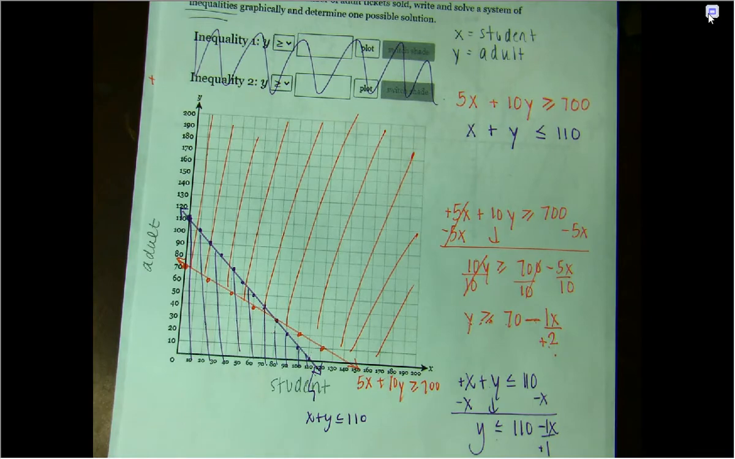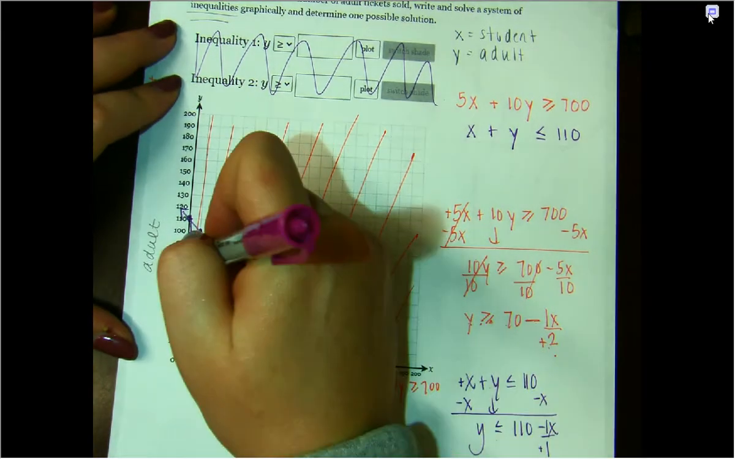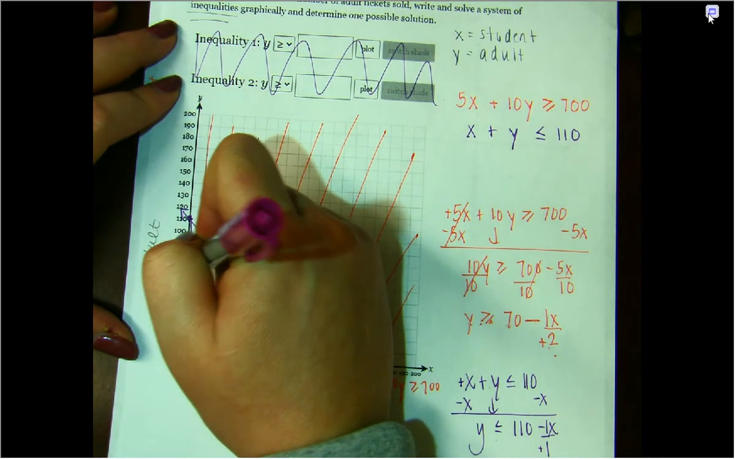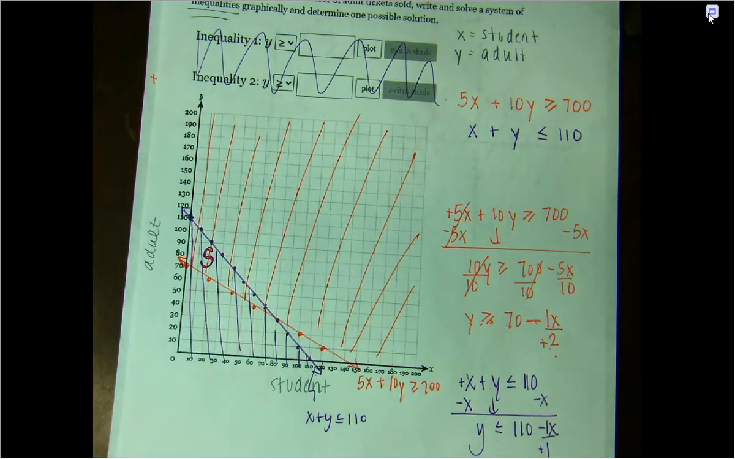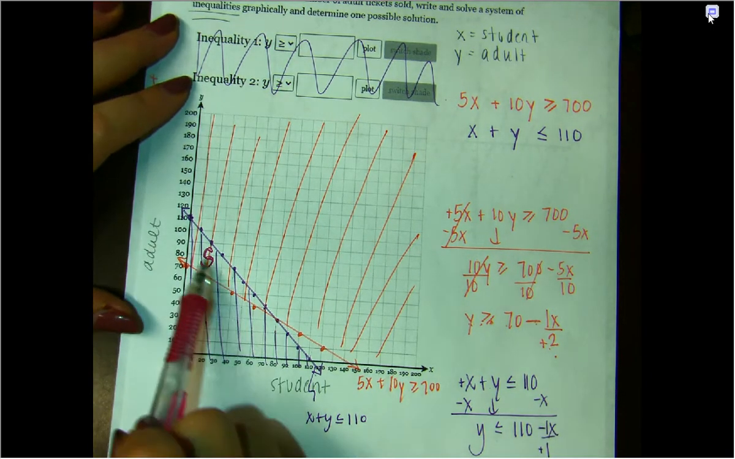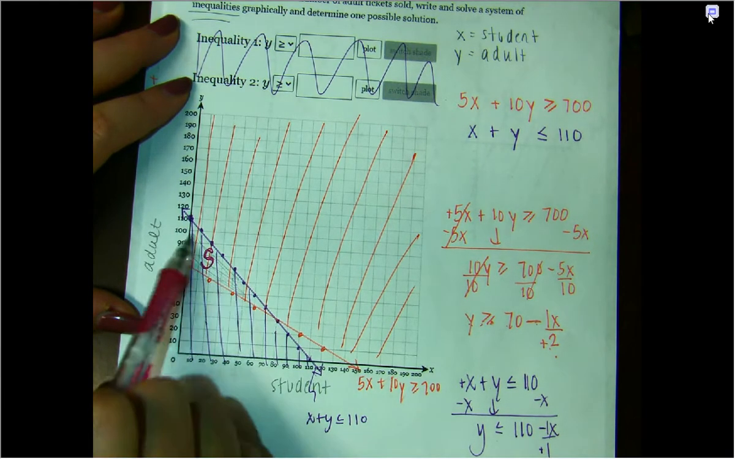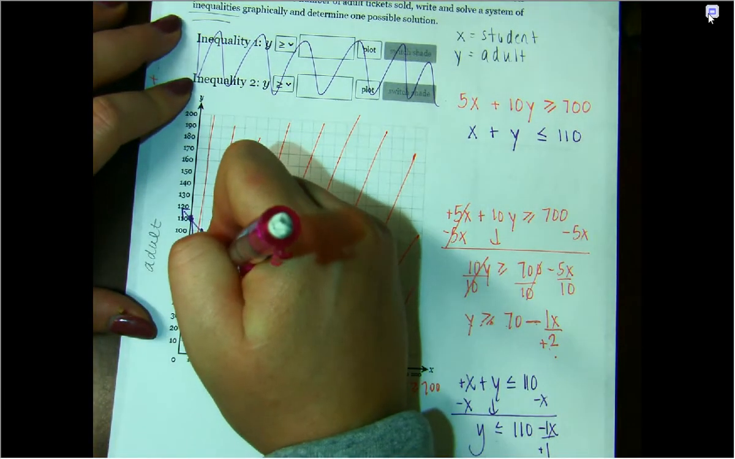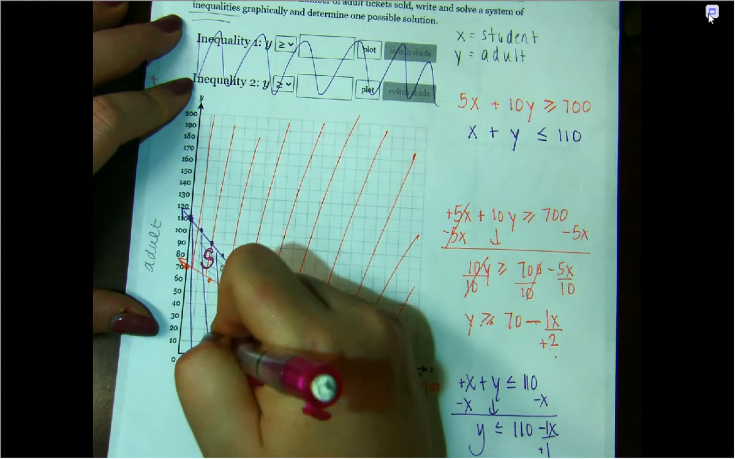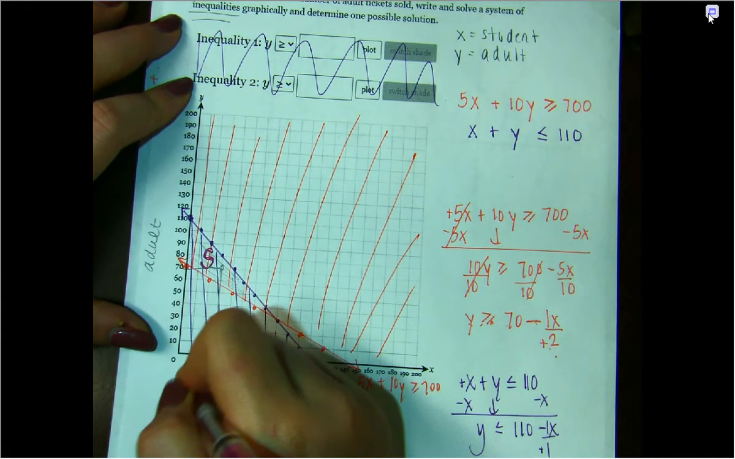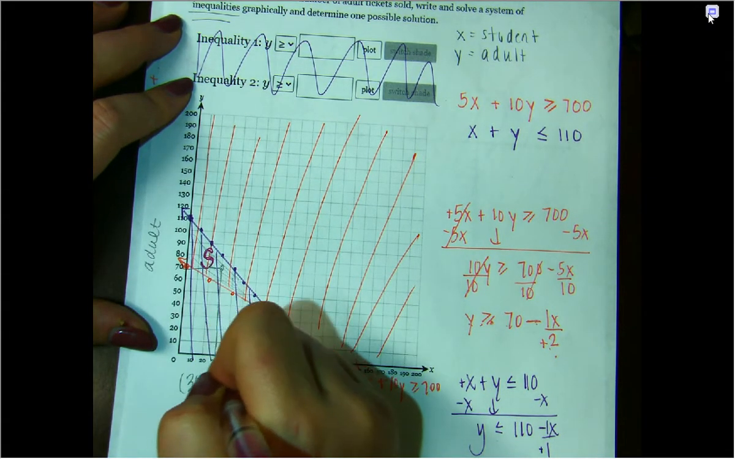So where is my solution set? It's where both of these things are in the same spot. So that little area right there. And it says determine one possible solution. So it's one possible solution in this area. I'm going to stick right in the middle. I'm going right here at 30, 70. So I said 30 for x, 70 for y.